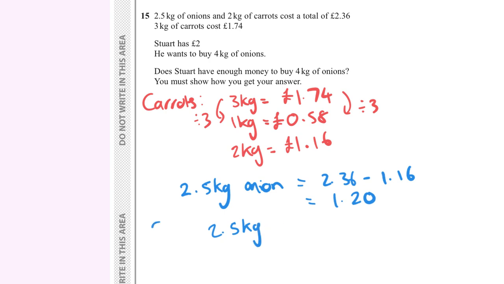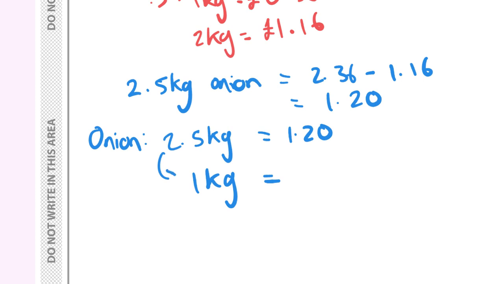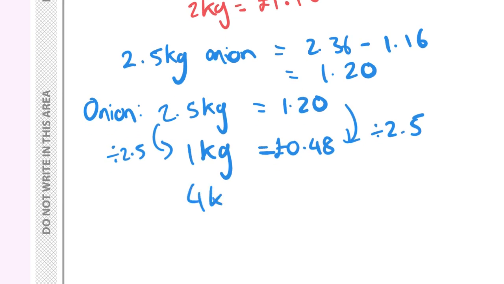But let's just write onion here. We need to work out 4 kilograms of onion. It's not very easy to go from 2.5 to 4 though. So what I'm going to suggest is we find out what 1 kilogram is. To do that, we need to divide by 2.5. It's 48 pence per kilogram. And we want 4 kilograms, so we're going to times that by 4. So it's going to cost £1.92.